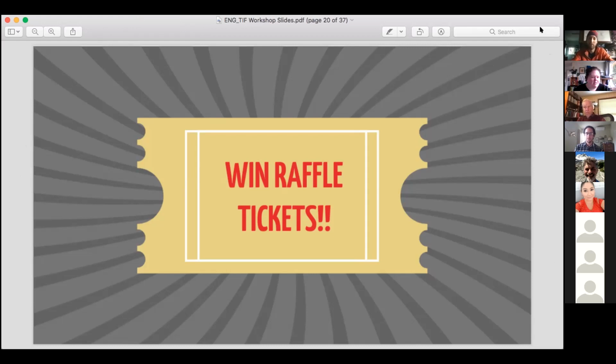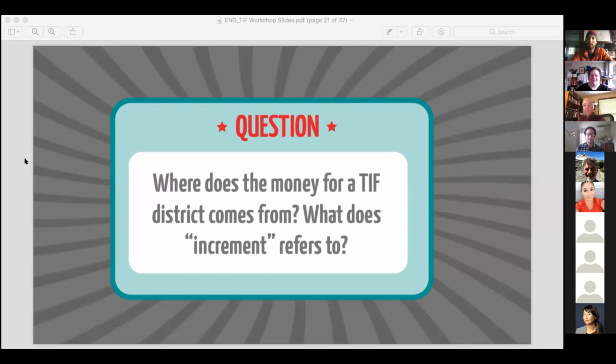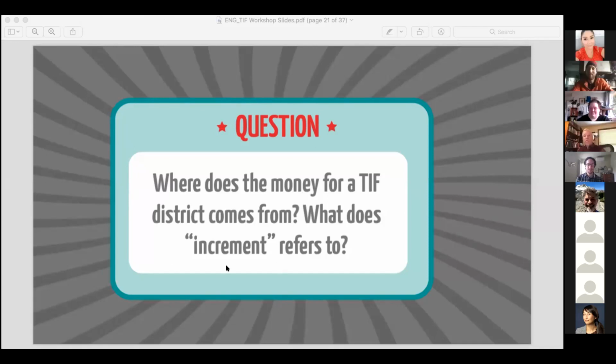So first question is, where does the money for a TIF district come from? Folks should just unmute themselves and shout it out. Maria: I feel like I'm cheating because I just saw this last night, but maybe I have to see it twice. Anyway, the TIF district money comes from the tax increase year over year, and that gets put in a special account.